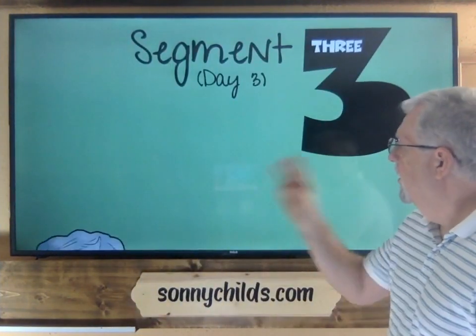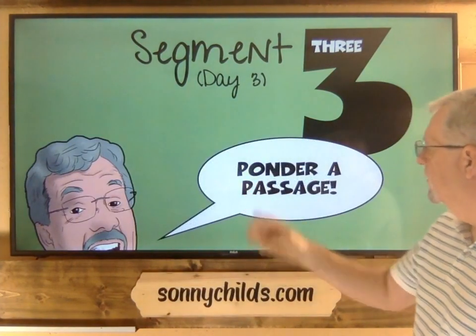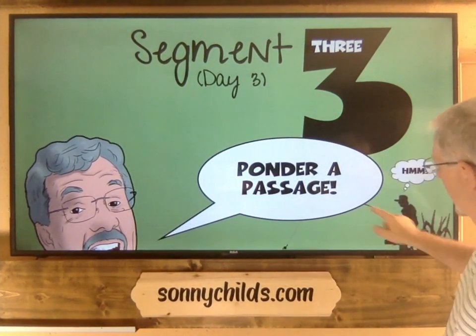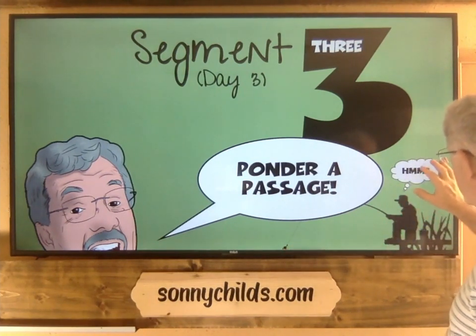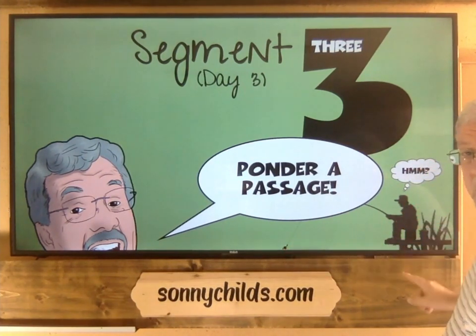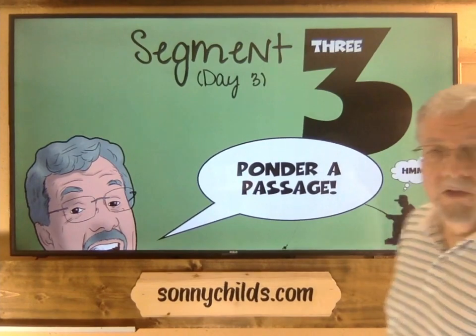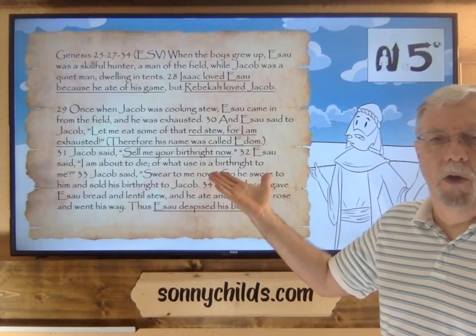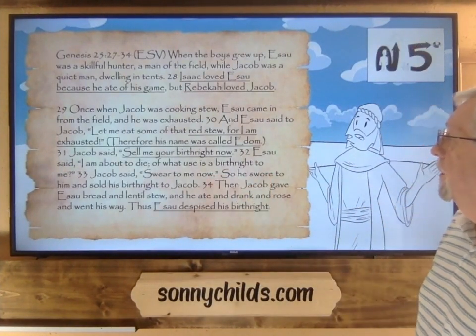All right, segment number three. That would be Trace. Ponder the passage, me and my little buddy here in his funny little hat, doing his funny little fishing thing. He said, because he's pondering, see? He's sitting at the pond, and he's pondering. And so what we're going to ponder upon is what we've been talking about so far, and that is we are into chapter 25, and here is part of chapter 25 that I want us to ponder upon.